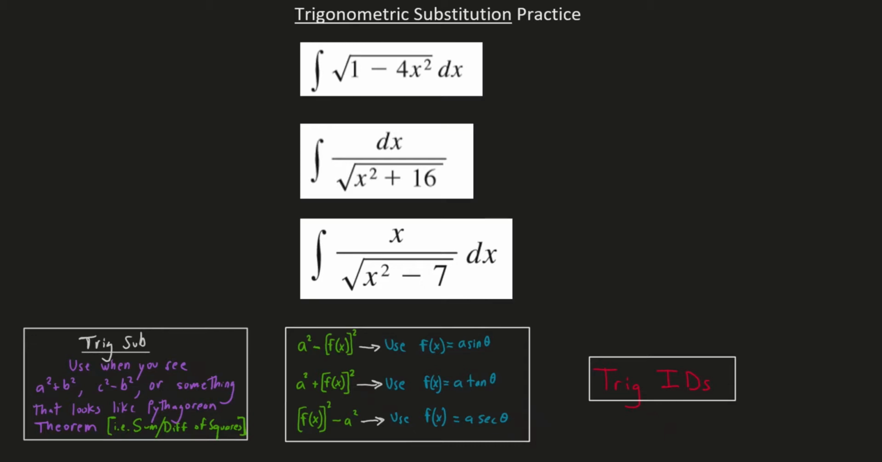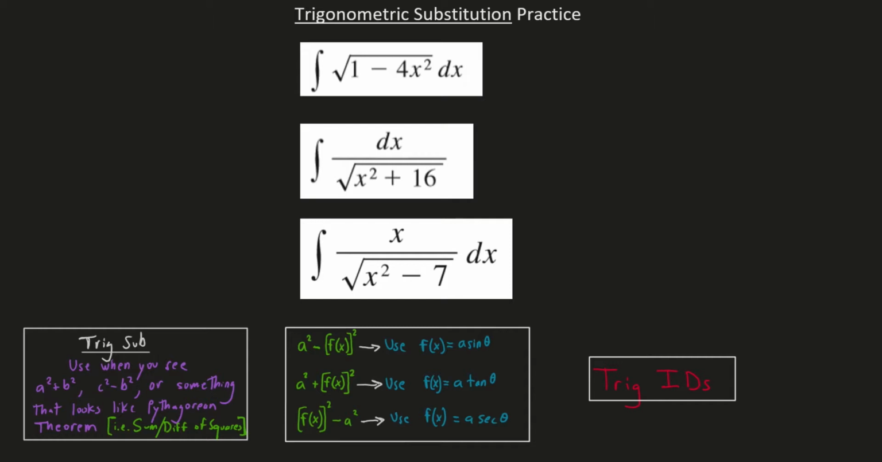So we're going to get some practice with trigonometric substitution. Remember, you use the trig sub technique whenever you see something that looks like Pythagorean theorem, so the sum or difference of squares. And actually, in my opinion, this technique isn't too bad.